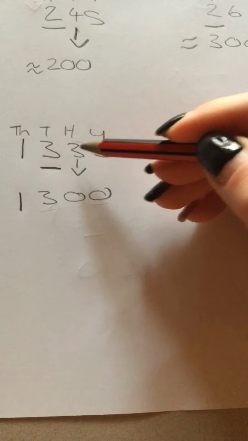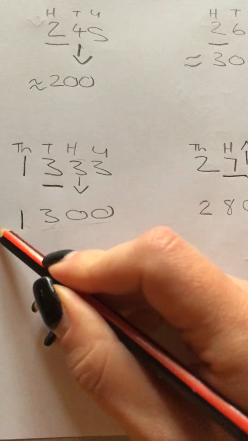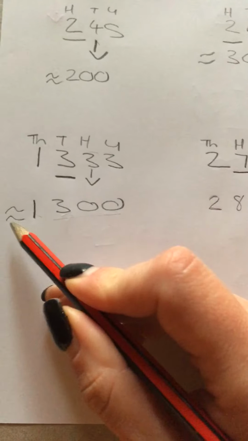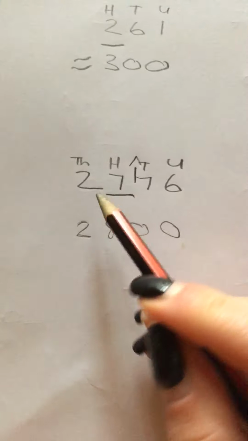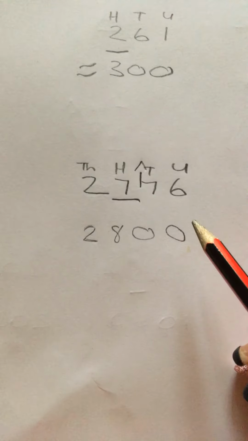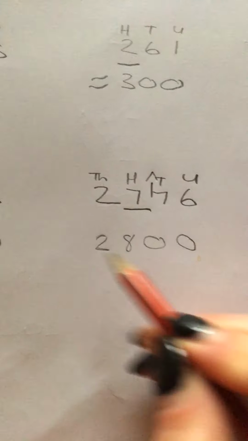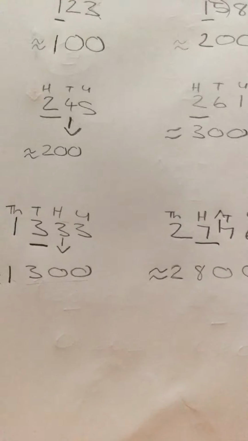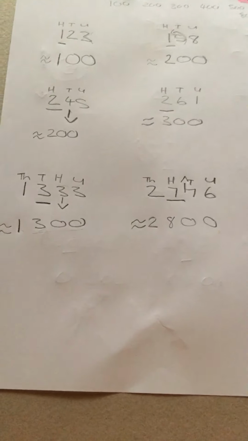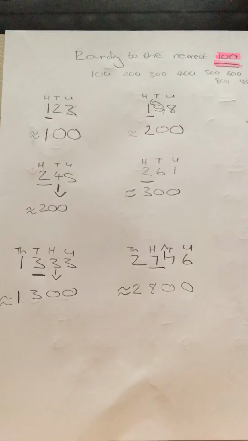So to sum up, the number 1,333 rounded to the nearest 100 will be 1,300 estimated. The number 2,776 rounded to the nearest 100 will be 2,800 estimated. So there you have it. So these are rounding. Watch it over again, and then you will definitely not forget it, I hope.